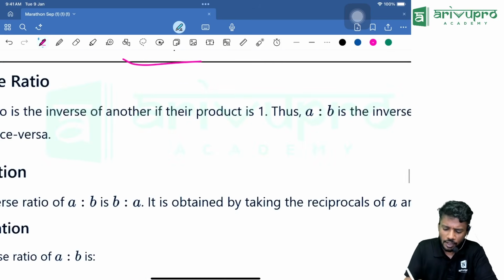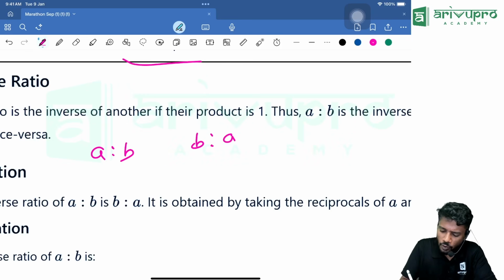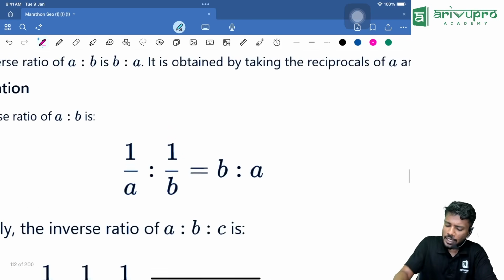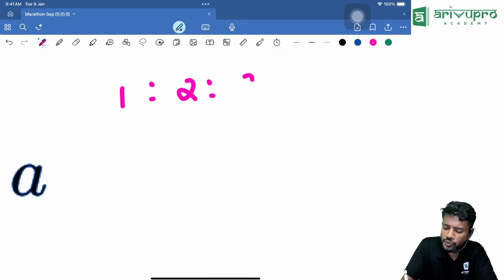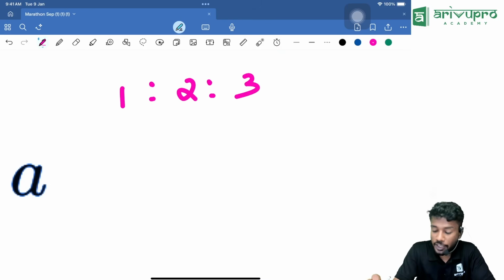I'll just tell. What is the inverse of A is to B? B is to A. Or what is the inverse of 2 is to 3? 3 is to 2. Now, what if the question is like this? What is the inverse of 1 is to 2 is to 3? Don't write 3 is to 2 is to 1. That's wrong. Don't write it directly. So there is a method.